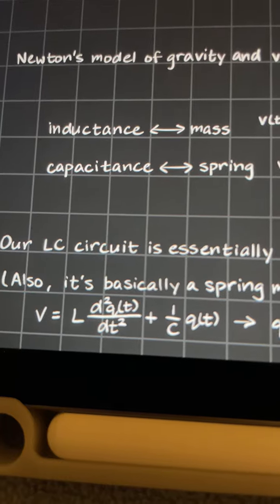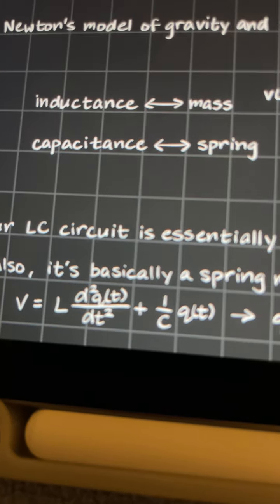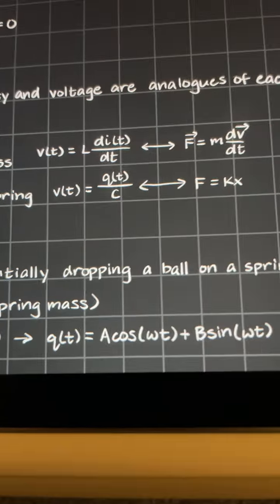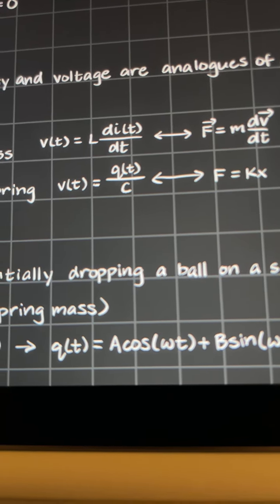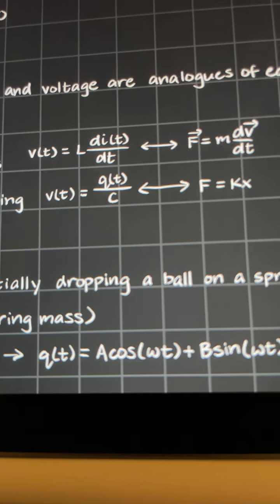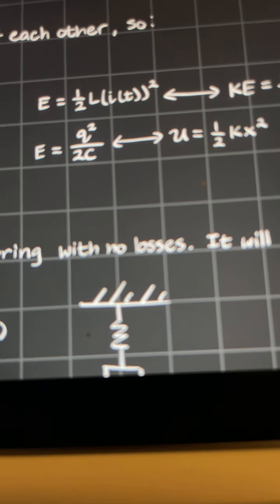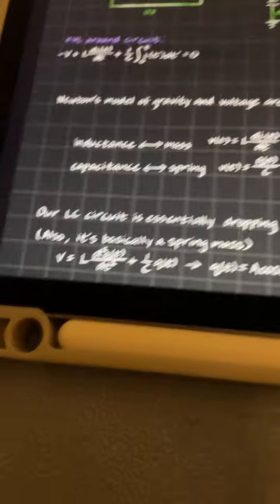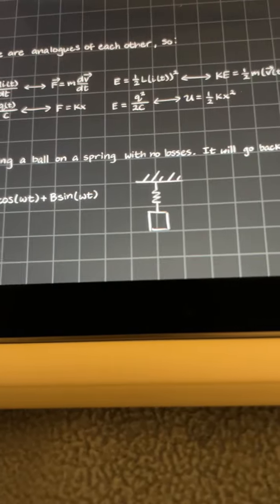And a capacitor, it sort of functions like a spring. It likes to store potential. And it has a very, very eerily similar equation to the spring force. And same thing with potential energy. Well, elastic potential energy. So yeah, using all of this information, we can basically say our circuit's like dropping a ball on the spring with no losses.